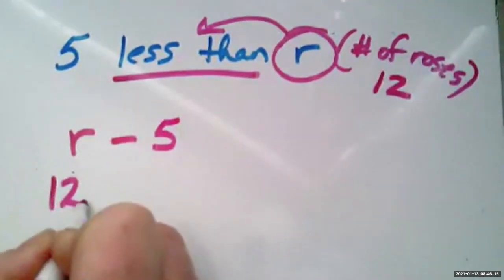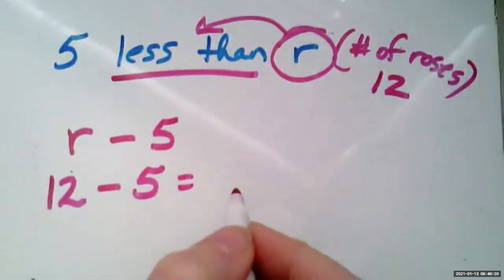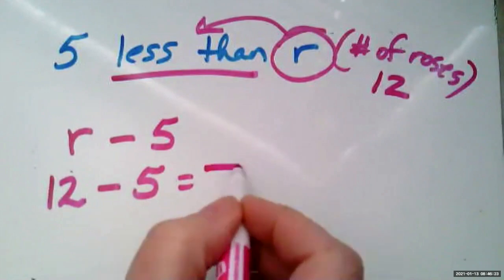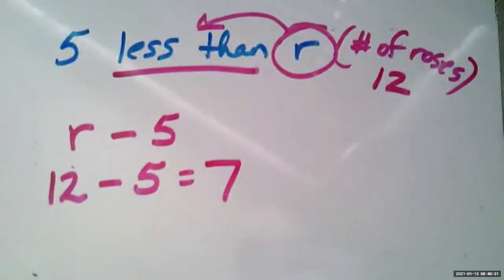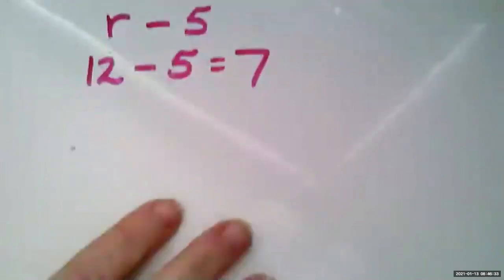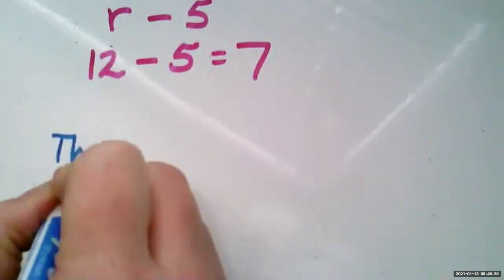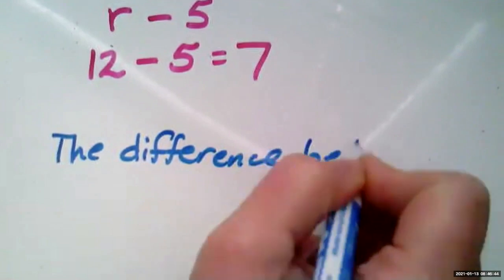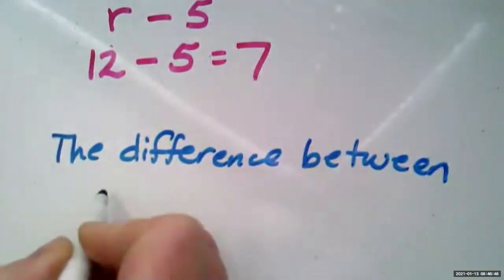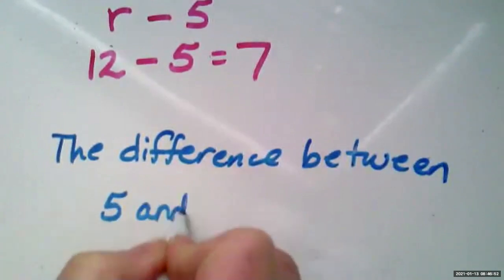So if I'm starting with a dozen roses and you have 5 less than me, then you would have 7 roses. Absolutely. There you go. I still have some folks writing it backwards. Now, less than is the tricky one. If I used a different word for subtraction, like difference, what is the difference? The difference between 5 and R.